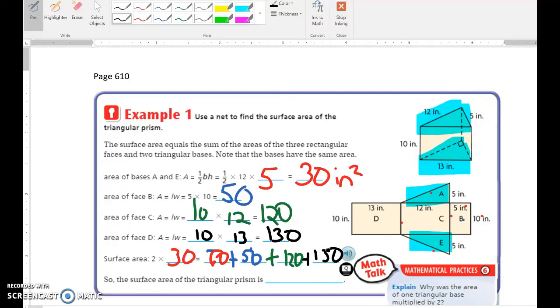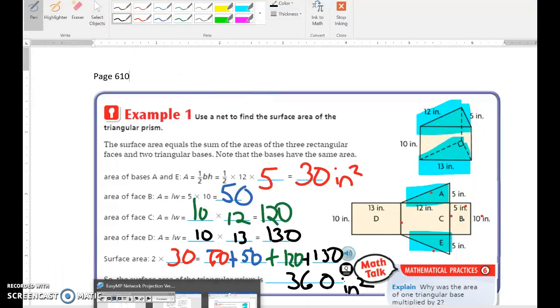And then we add those all up. Our last digit is going to be 0. 120 and 130 is 250. 250 and 50 is 300. And it's going to be 360 square inches. Okay? So the most important thing is that if we're doing a triangular prism, we draw our net correctly.